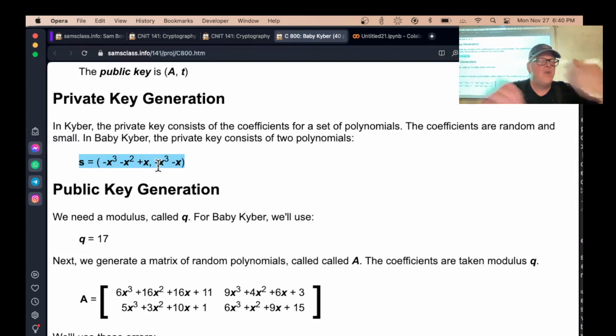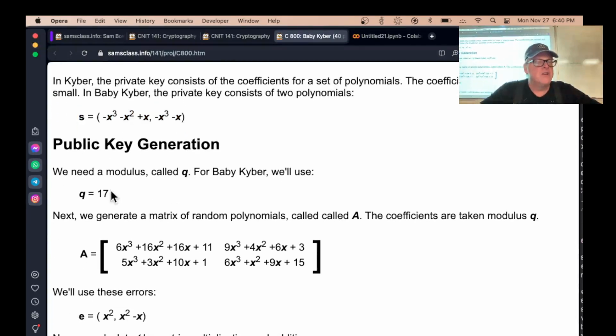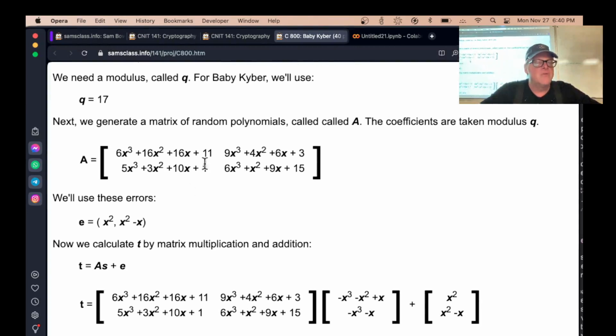And it doesn't have to have prime numbers or anything. It just has to have small values. And you make a public key generation, you choose a modulus, and we're going to use Q equals 17 modulus. So now we create a matrix of random polynomials, and the coefficients are taken modulus Q, so the coefficients have to be between 0 and 16, and again, you don't have to use prime numbers or anything, you just use any random numbers at all.